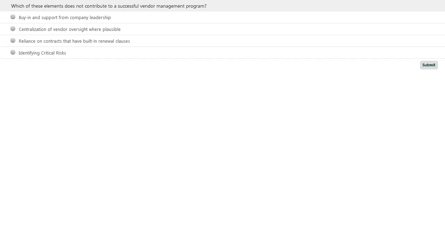This is the third of our polling questions today, and you should see: which of these elements does not contribute to a successful vendor management program? Is it buy-in and support from company leadership, centralization of vendor oversight where plausible, reliance on contracts that have built-in renewal clauses, or identifying critical risks?